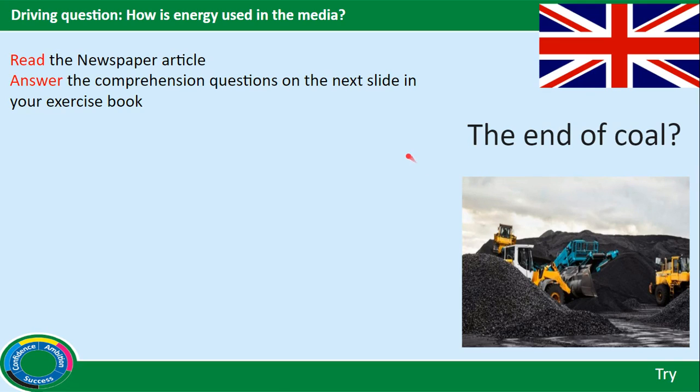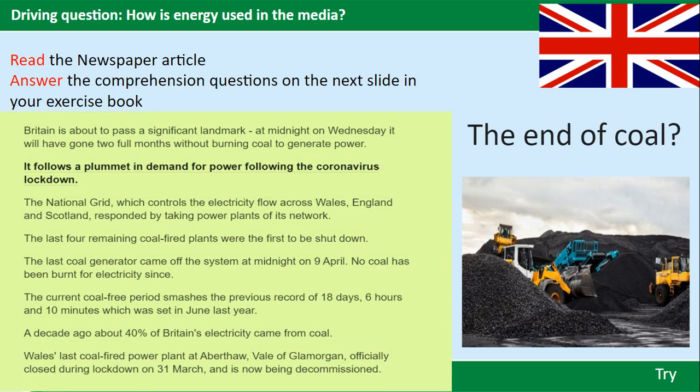Now, the instructions are to read the newspaper article and answer the comprehension questions on the next slide in your exercise book. You're just writing the answers to the questions. So have a go at reading this newspaper article, News in Britain. At this point, you can pause the recording.